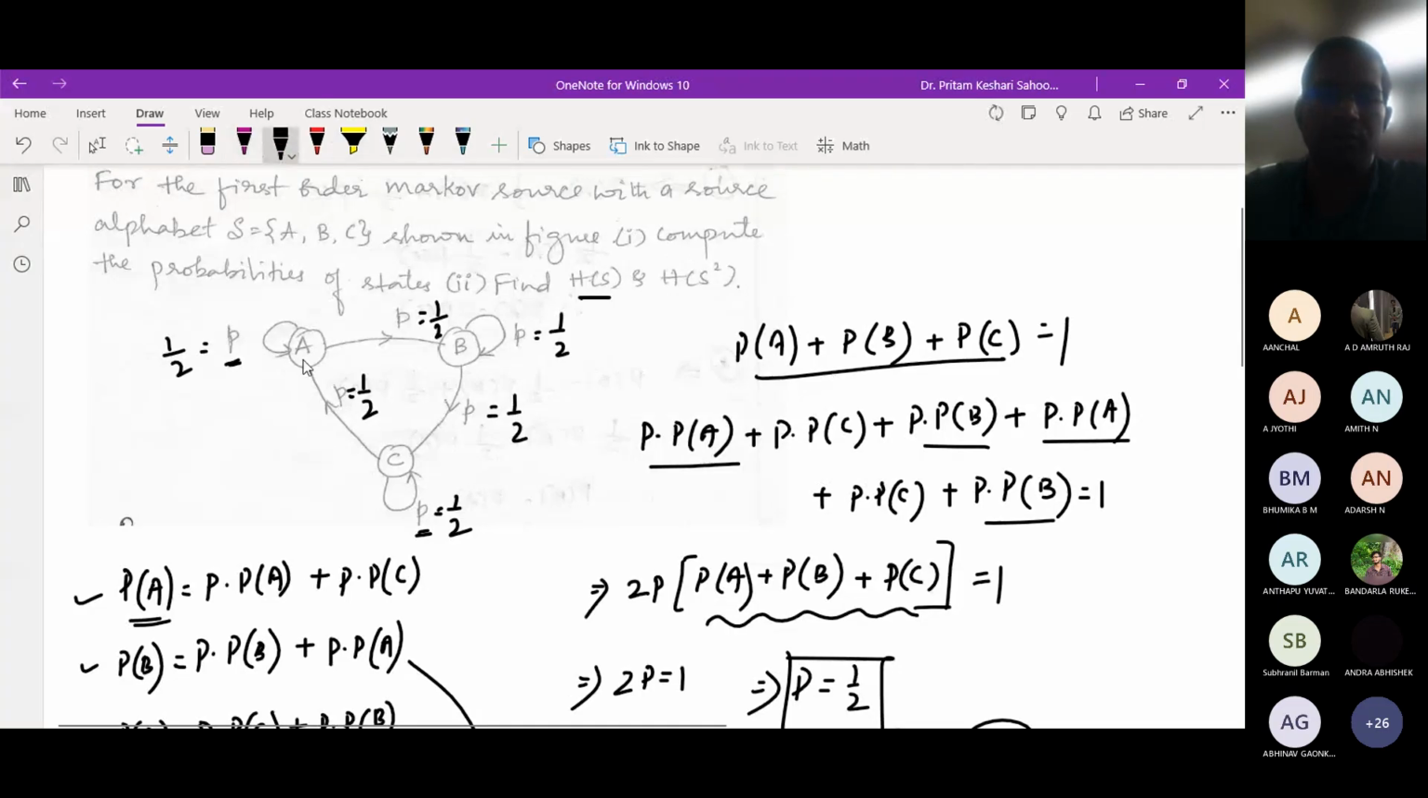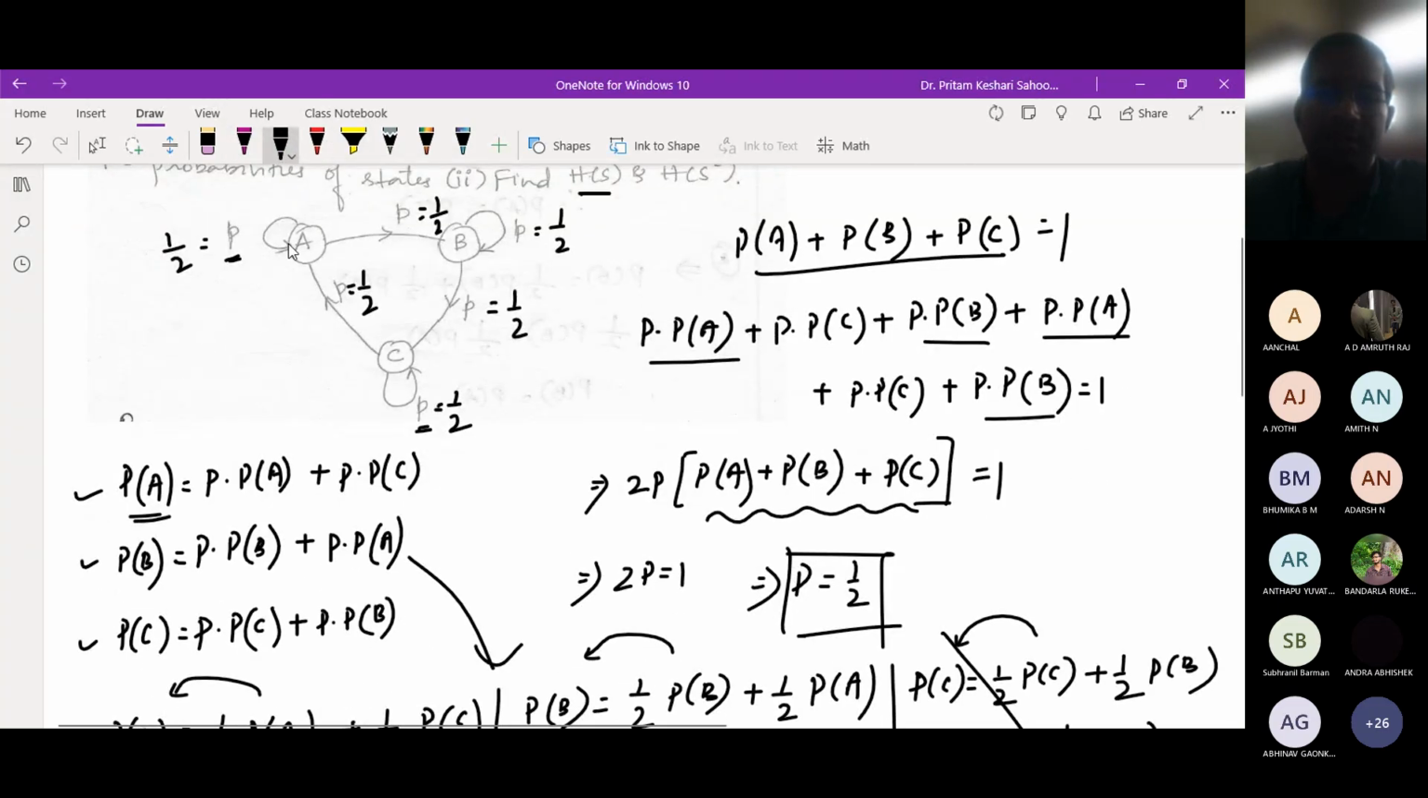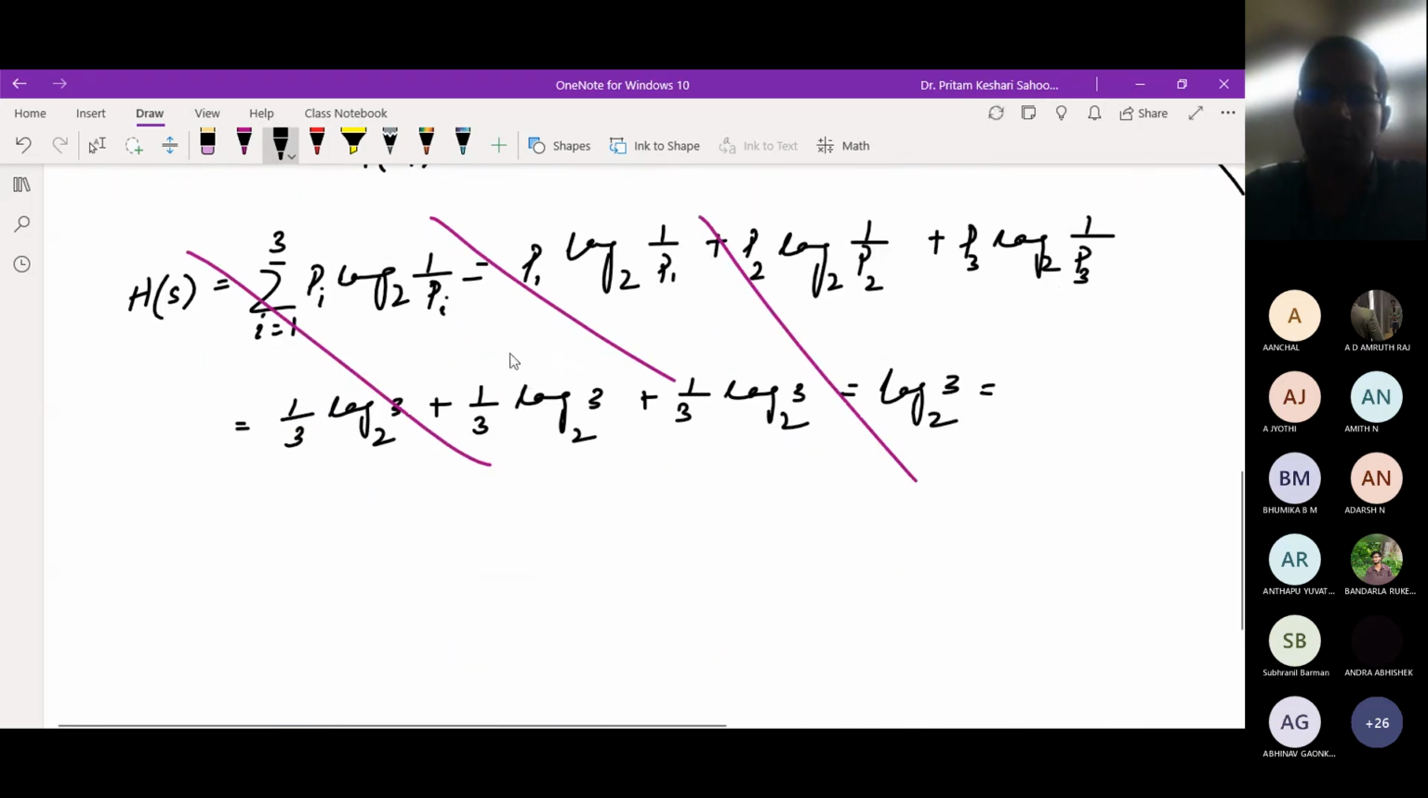So in order to calculate the average information, first we have to calculate the average information of each state. What is the average information of state A, state B, and state C? So this is not correct. Here the total information of the source is equal to the summation of the probability of that state times the average information of the state, where i is equal to 1, 2, 3. So this will give us the average information of the source.